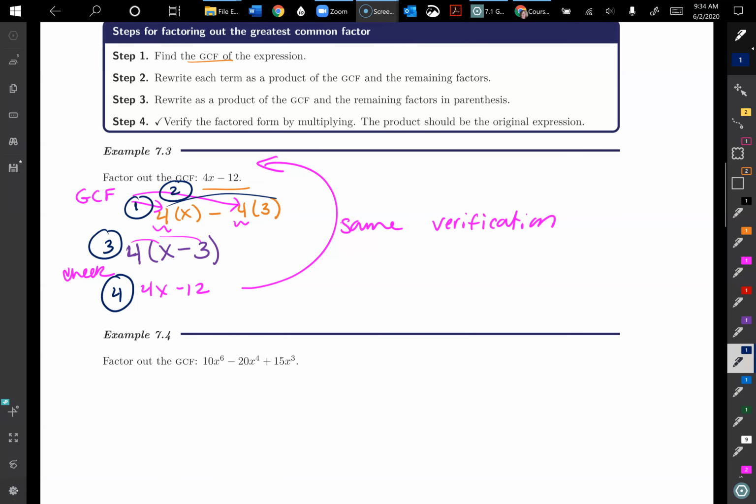For example, 7.4, you might want to pause the video and try this one yourself, but I'll go through it as well. So we're first going to figure out the GCF, so that's step 1. So if I look at 10x to the 6th minus 20x to the 4th plus 15x to the 3rd, I will have a common factor of 5. So I'm going to look at my numbers, 10, 20, and 15, what goes into them without any remainders. And then we have x to the 6th, x to the 4th, x cubed. So we're going to pick the one with the smallest exponent.